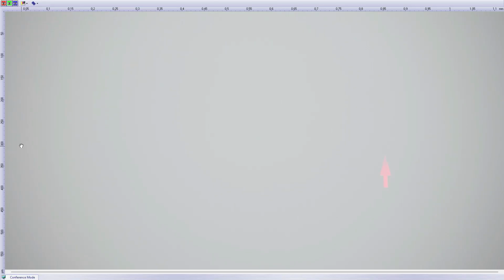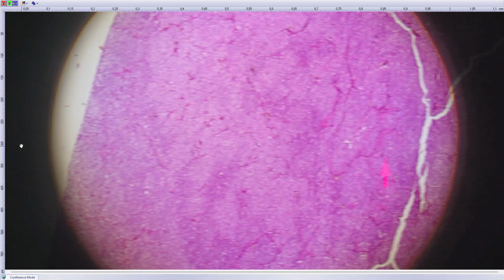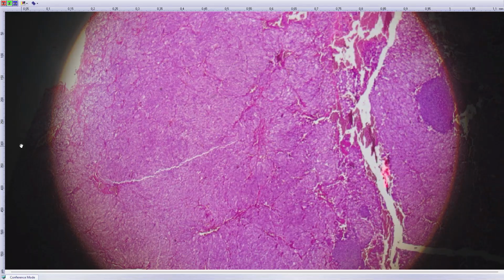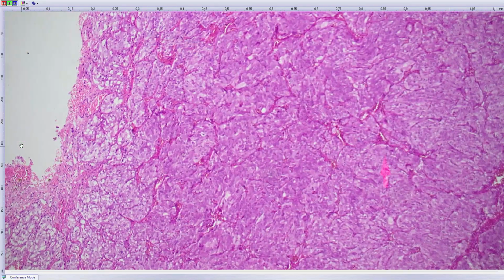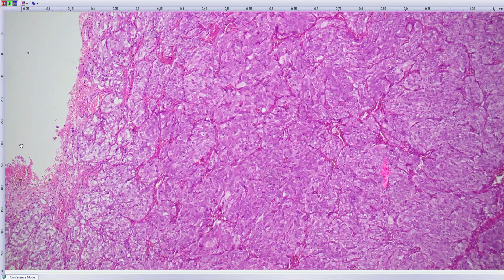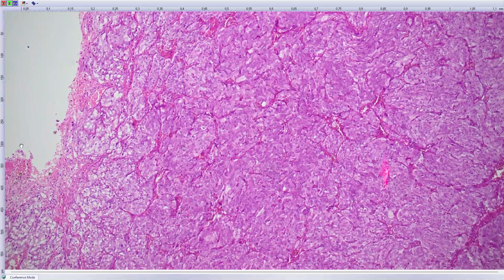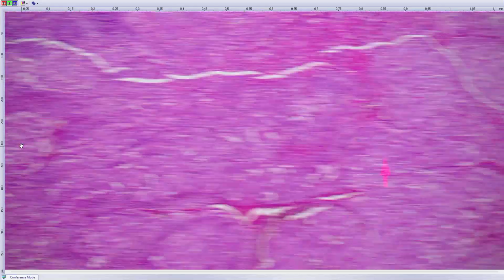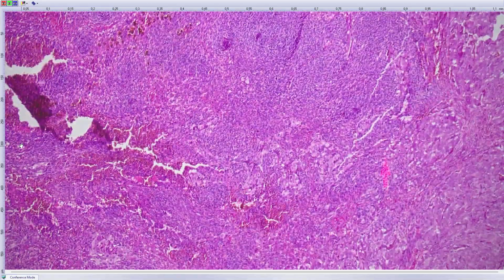Then I have another case. I have a tumor of the adrenals of a 31-year-old female. Anyway, here you can see that there is a mixture of two things. Yeah, one that is more basophilic, and the other one that is more eosinophilic, especially in other areas.